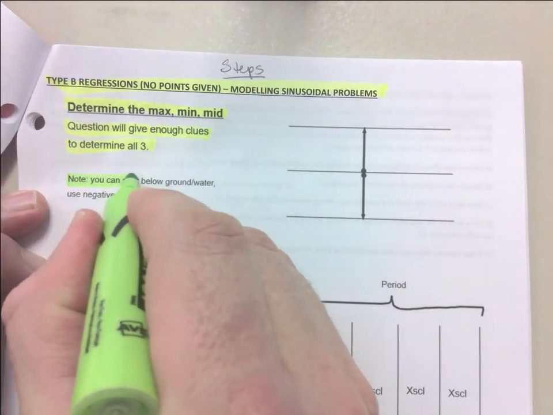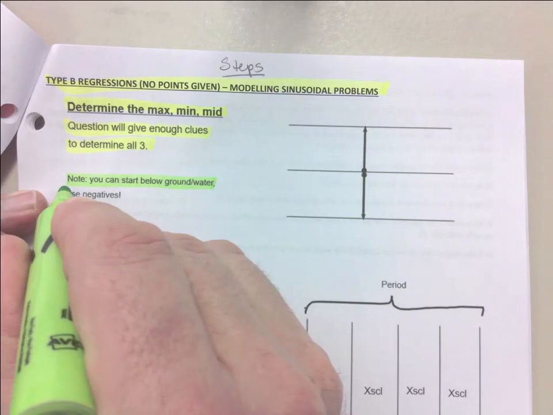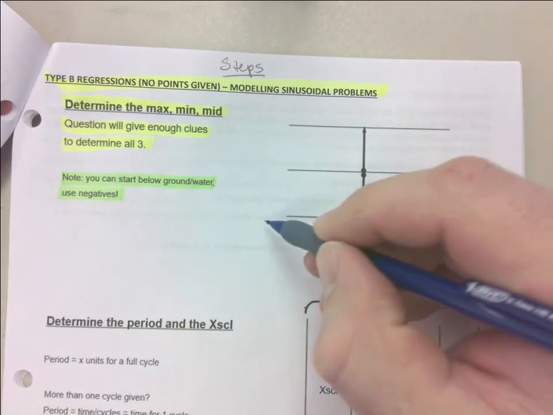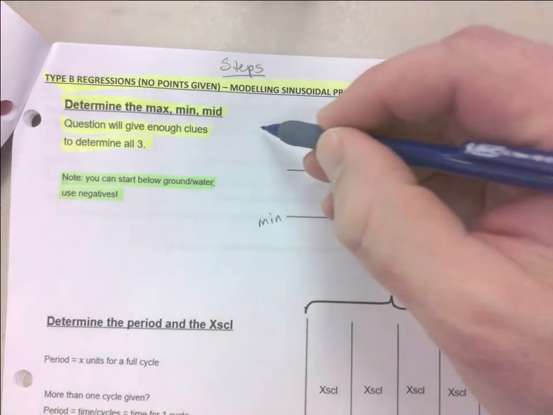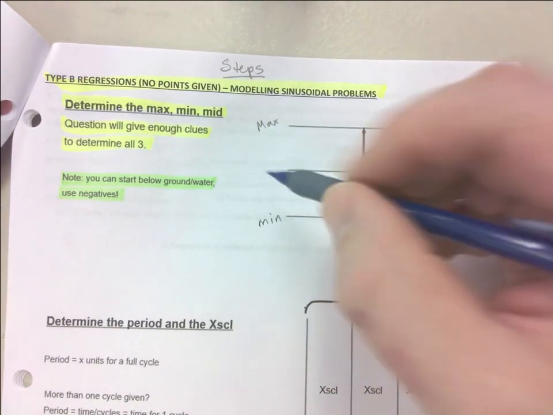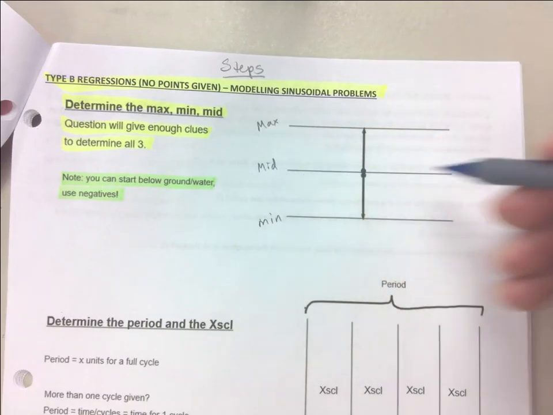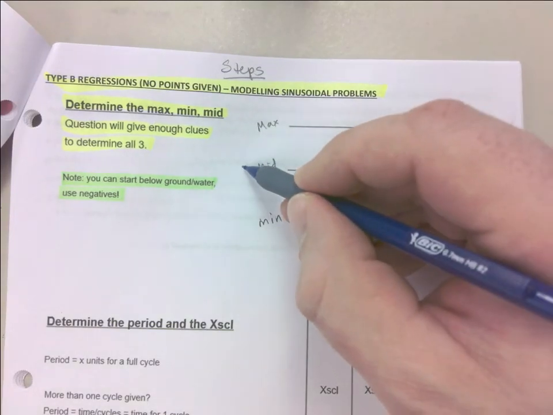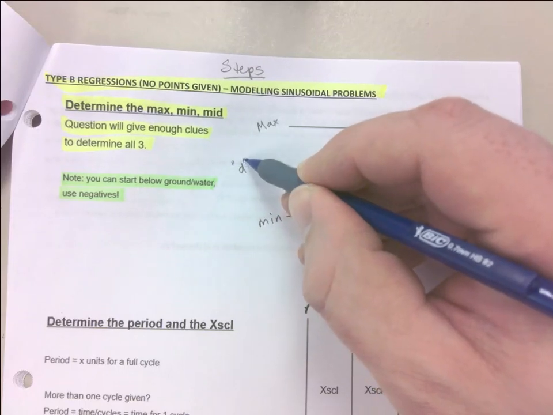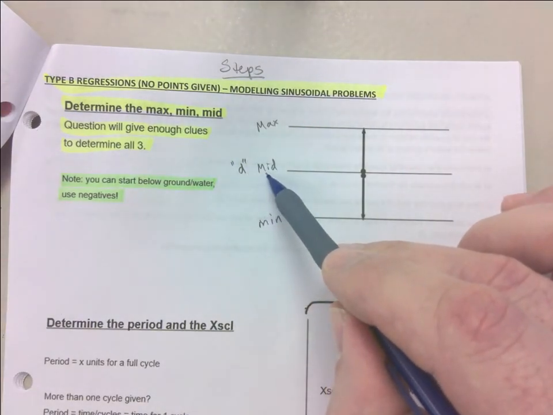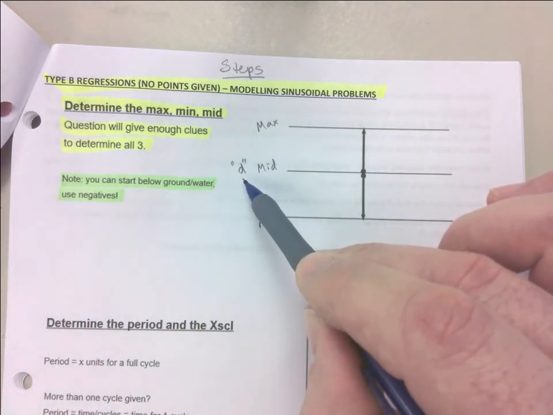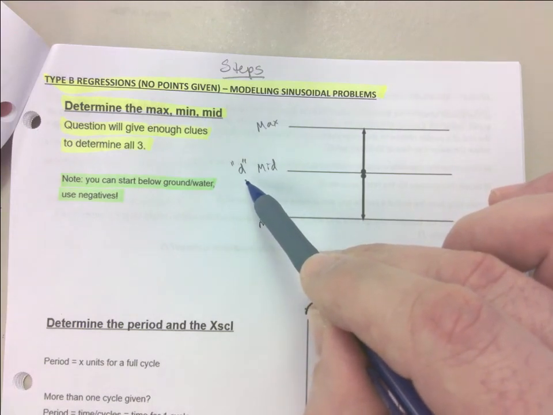Note that you could start below ground or below the water. Then you have to make sure you use negatives. So this would be your min, this would be your max, and this would be your mid, right? The midline. That's going to ultimately be D here, right? And your equation, whatever you determine this number to be, that is going to be the D value of your equation, okay, guys? You should see that.